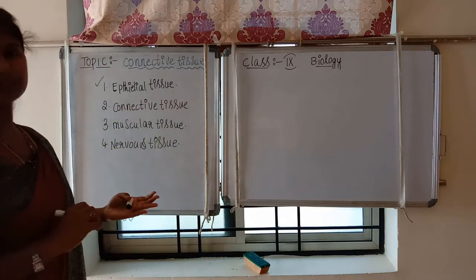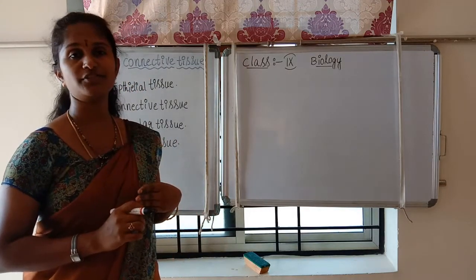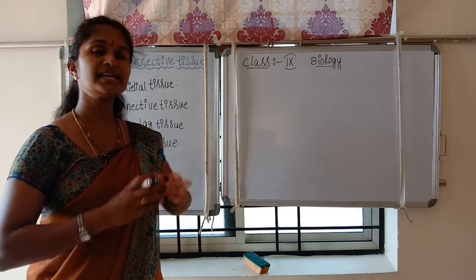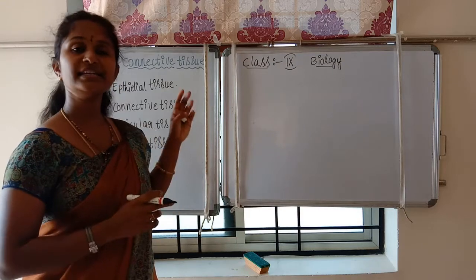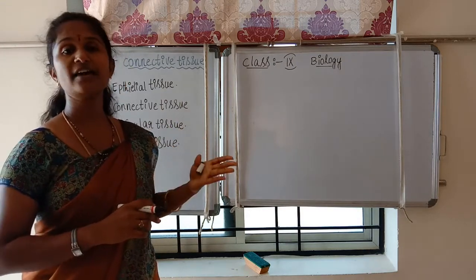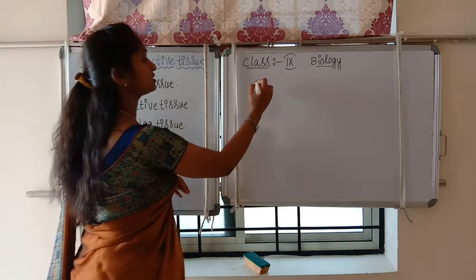In the last class we already discussed the epithelial tissue. What is the epithelial tissue helpful for? It is helpful for covering and protection, and it acts as a barrier between one organ and another organ. And this epithelium has different structures. What are they?